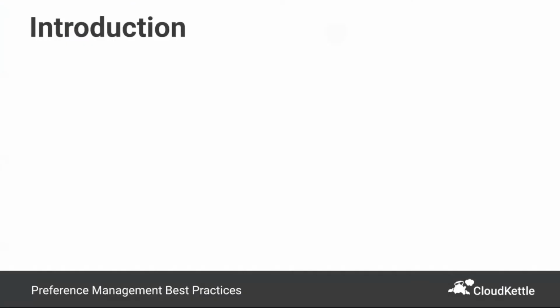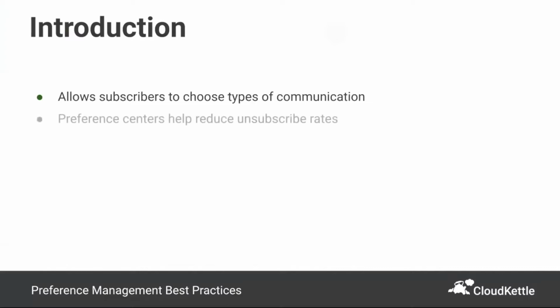Firstly, what is a preference center and why do you need one? Well, in short, a preference center is a web page that enables your subscribers to decide what types of messages they want to receive. Preference centers aren't actually a legal requirement, but at a minimum, you need to provide the ability for subscribers to opt out or unsubscribe from marketing communication. And a simple one-click unsubscribe link in an email is also perfectly acceptable.